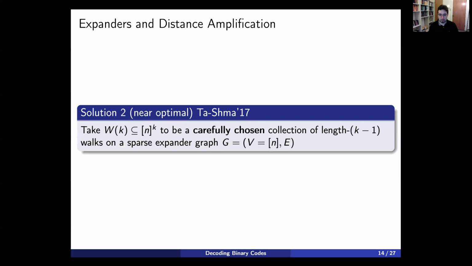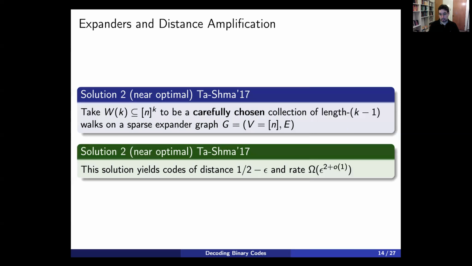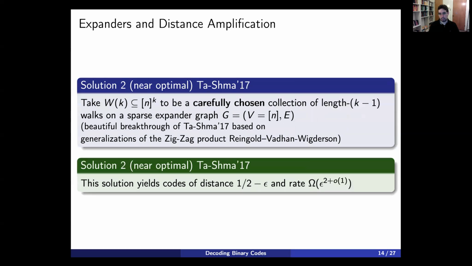And now, what is the nearly optimal construction? Instead of taking all walks of length k minus 1, Tashma is going to carefully choose a much smaller subcollection. That's the high-level idea, and this achieves nearly optimal parameters. To carefully choose those walks is a bit involved. You need some ideas based on the zigzag product. We're not going to cover those, but it's a beautiful result.